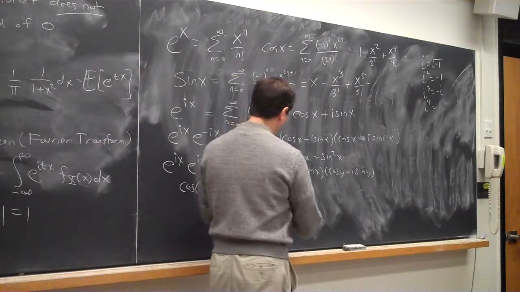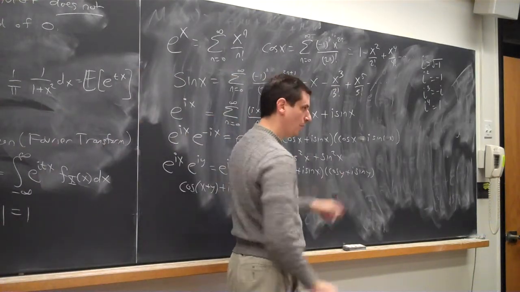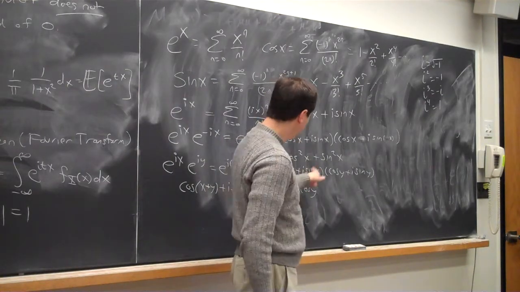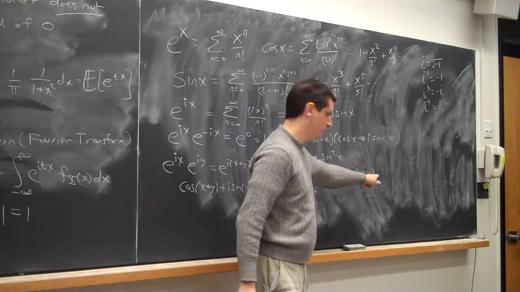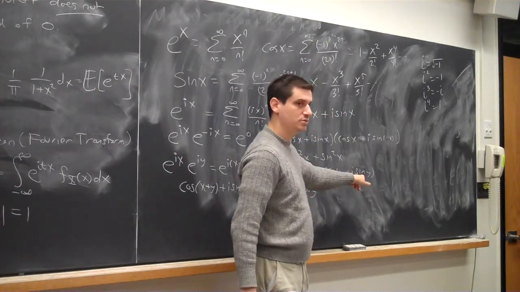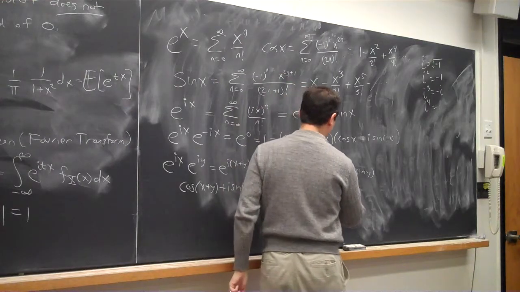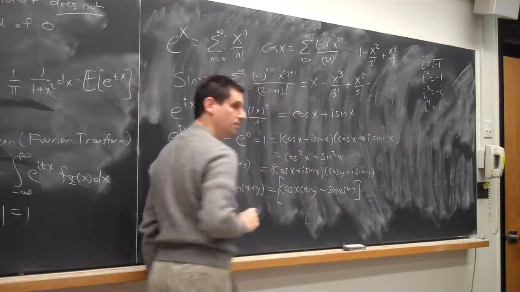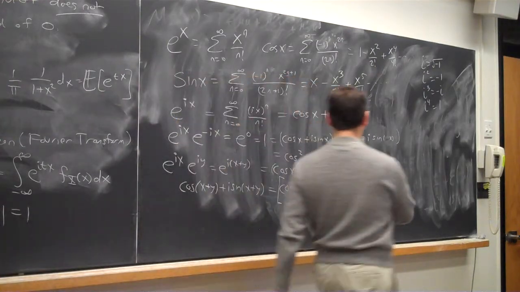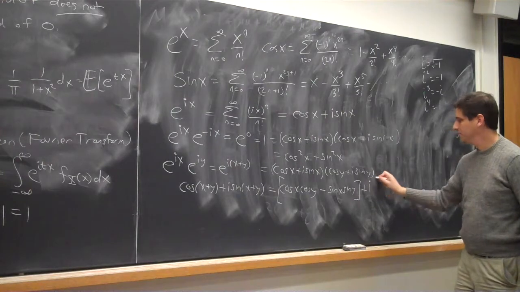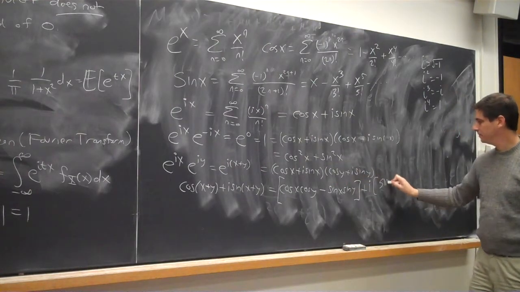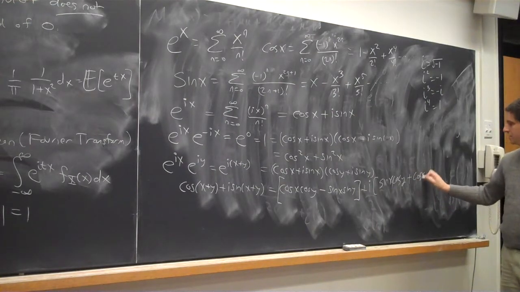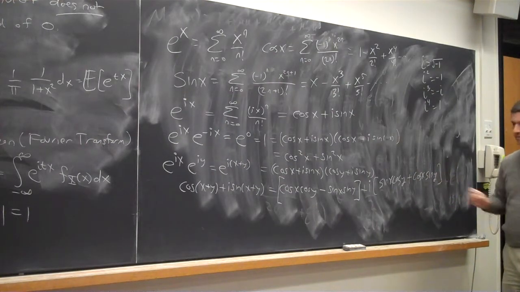On this side, what's the real part? Cosine x cosine y. And now, this one's going to be imaginary, and this one's going to be imaginary. Then i times i is minus 1. So I get minus sine x sine y. And now I have the imaginary piece. So the imaginary piece is going to be i times sine x cosine y plus cosine x sine y.